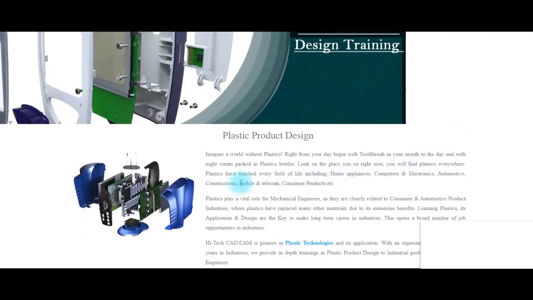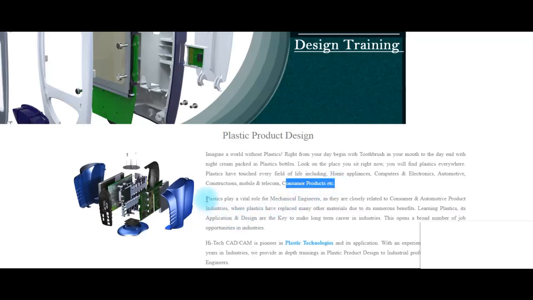Plastic product design. Imagine a world without plastic. Right from our day begin with toothbrush in your mouth to the day end with night cream packed in plastic bottles. Look at the place you sit right now. You will find plastic everywhere. Plastic has touched every field of life, including home appliances, computers, electronics, automotive, construction, mobile and telecom, consumer product, etc.